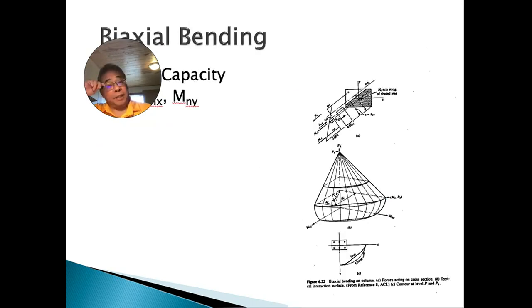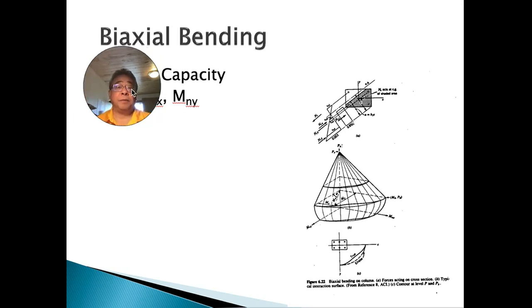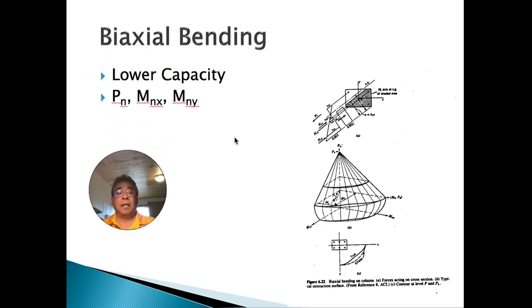The next question is, and this is beyond the scope of this class, what happens if you have moment in 2 directions? So this would be a column in the corner. So a corner column in a building is bending in both directions. And so what's its capacity? And what happens if you have 2 moments, the neutral axis is skewed, like in that picture, and then you use the same principles, and you can make an interaction diagram in 3D, okay, to do that.